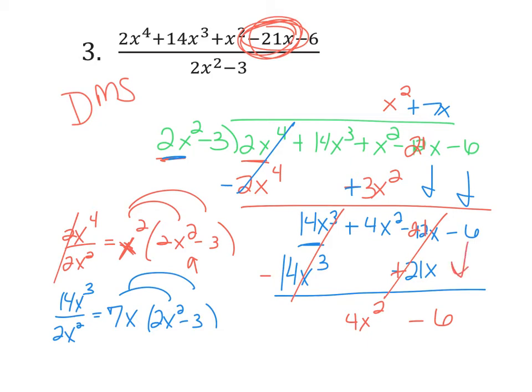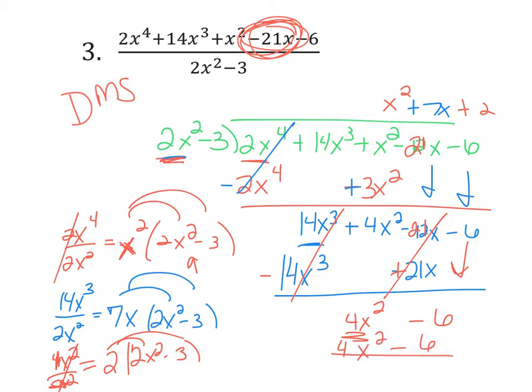All right, so then I'm going to do the first term divided by the first term and I'll get 4x squared divided by x squared. And then I'll just get a 2 because the x squareds will cancel and 4 divided by 2 is 2. That'll go here. And then I'll multiply the outer piece, which is 2x squared minus 3. That'll go in, so I'll get 4x squared minus 6. Change the signs because we're subtracting, you get a remainder of 0. So that's your quotient.